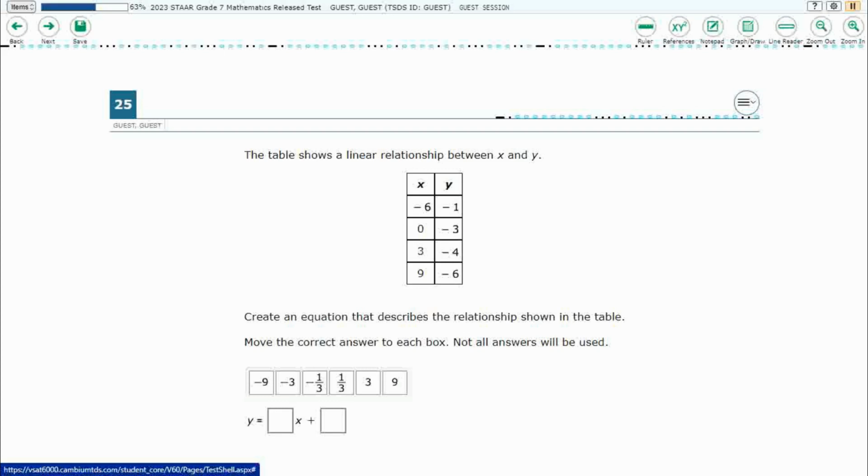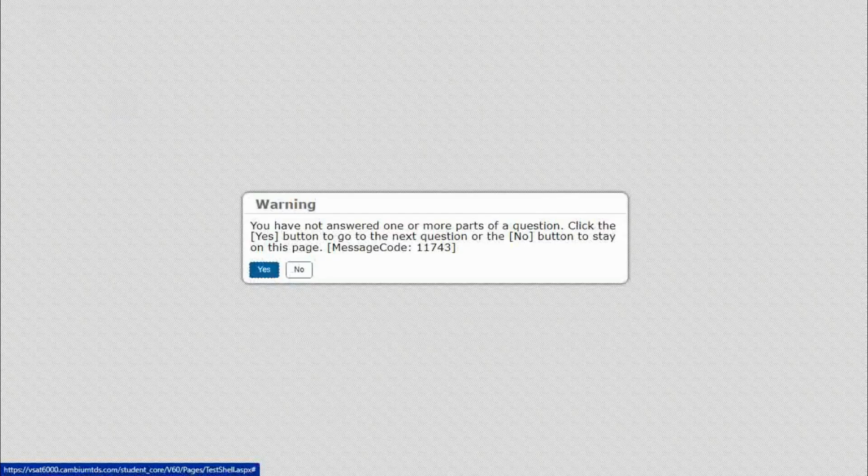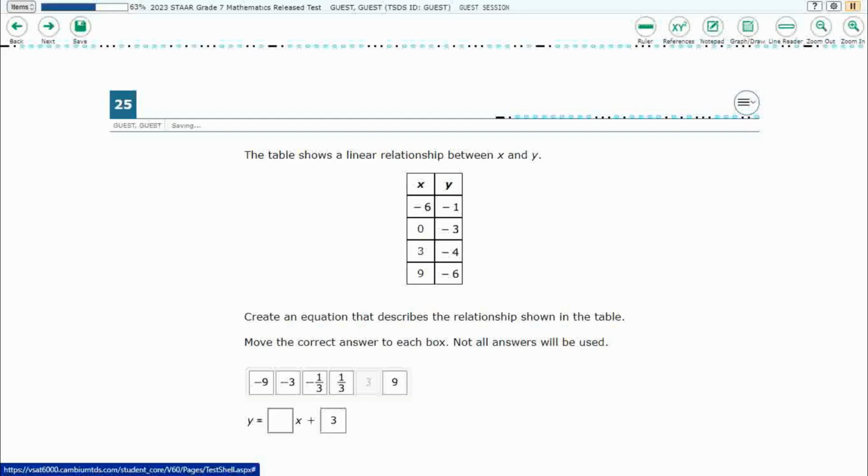So we've got drag and drop here, and as you can see, each answer is only going to be used one time, but there are 6 to choose from. There's 2 different spots. This is a 2-point problem. If I try to answer with just one and move on, it is going to give me a warning message. Let's make sure we answer both.